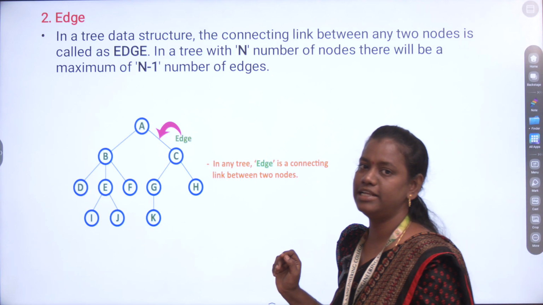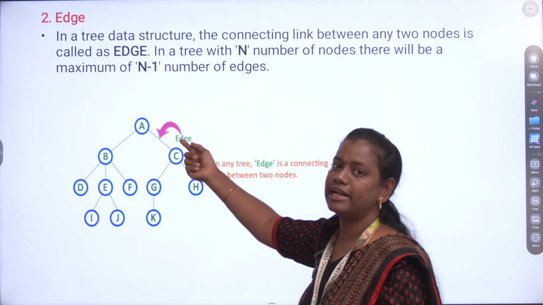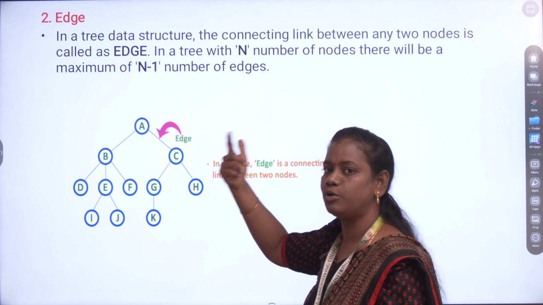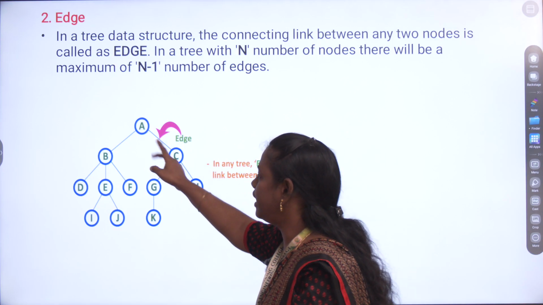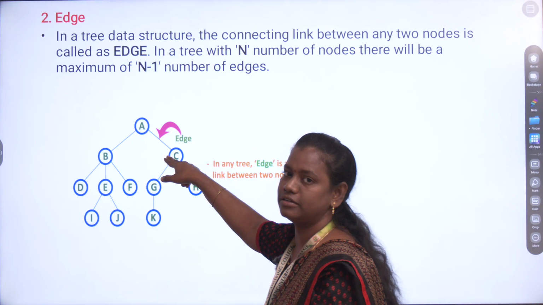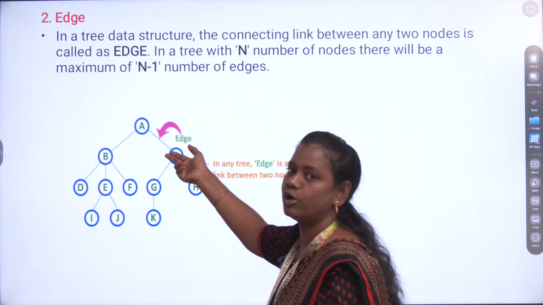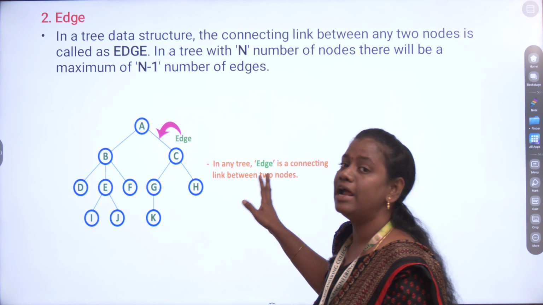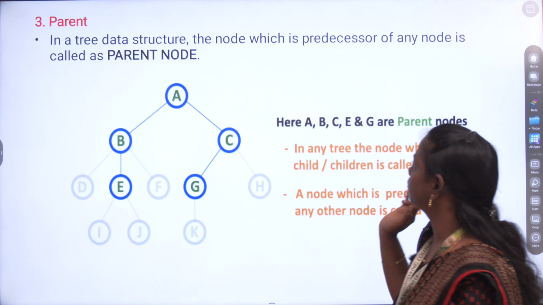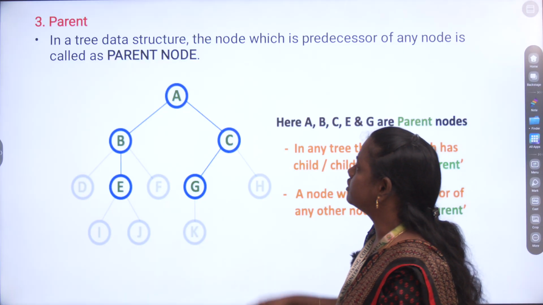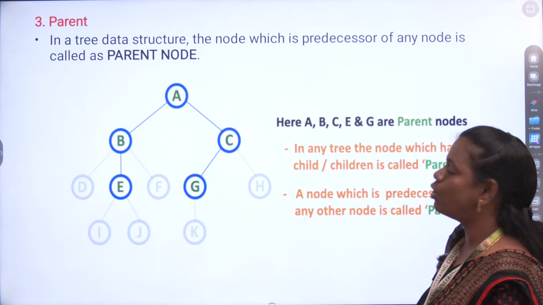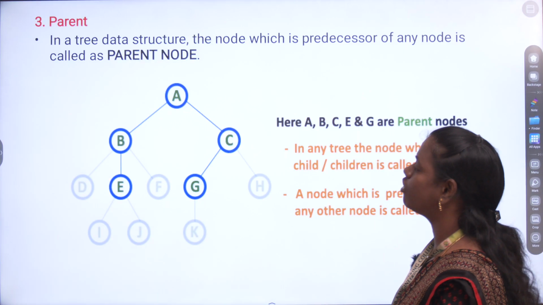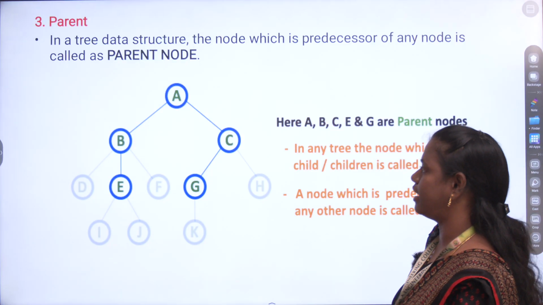And then next is edge. Edge is nothing but a connection between 2 nodes, similar to a link. So here A and C have a link, which in a tree we call an edge. Likewise in this tree we have 10 edges in total. And then next is parent. Your parent is nothing but a node which is a predecessor of any node. That is called a parent node.